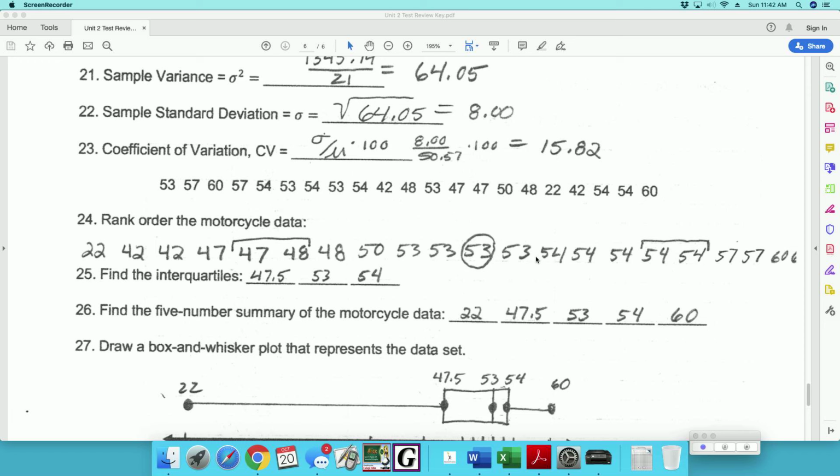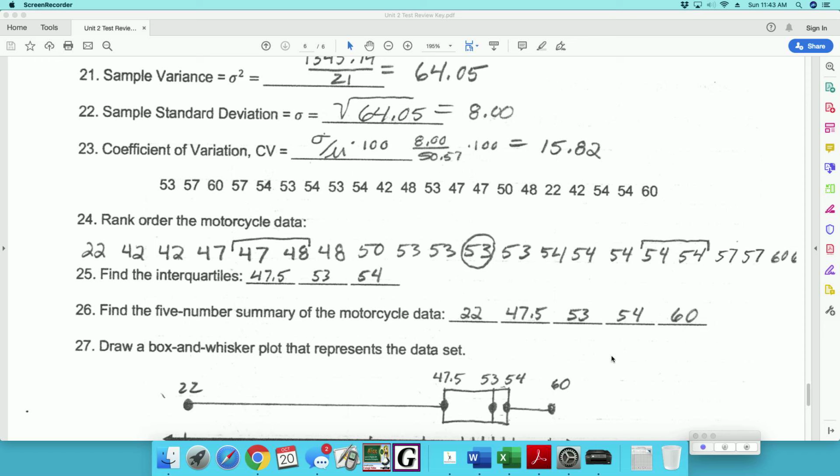Same thing, there are 10 elements over here, so we go to the 5th and 6th one. 1, 2, 3, 4, 5, and 6. 5 and 6 are both 54, so quartile 3 is 54. Now the 5 number summary is you add to the quartile 1, 2, and 3, the min and the max. So 22 is our min and 60 is our max.